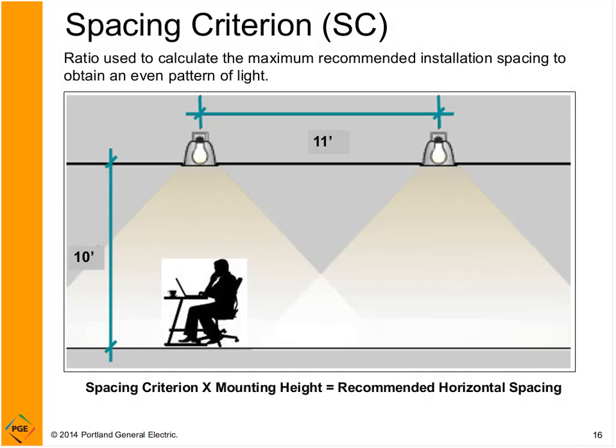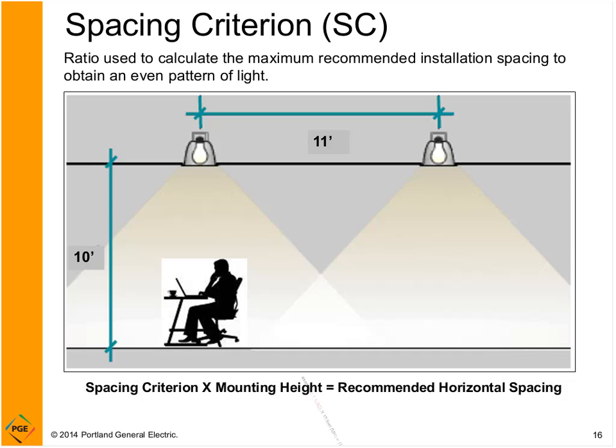So one more design concept to know is how far apart fixtures should be to give us even illumination for different ceiling heights, which is normally what we want when we have ambient lighting from the ceiling. Give you a heads up that this slide is going to have a one-question quiz. So this is known as spacing criterion, and it's the ratio that's used to calculate the maximum recommended installation spacing to obtain an even pattern of light.